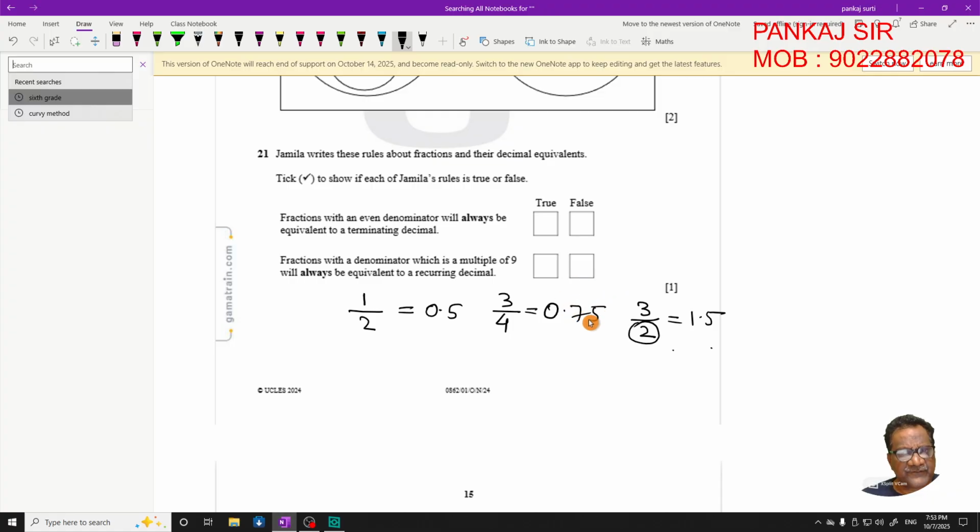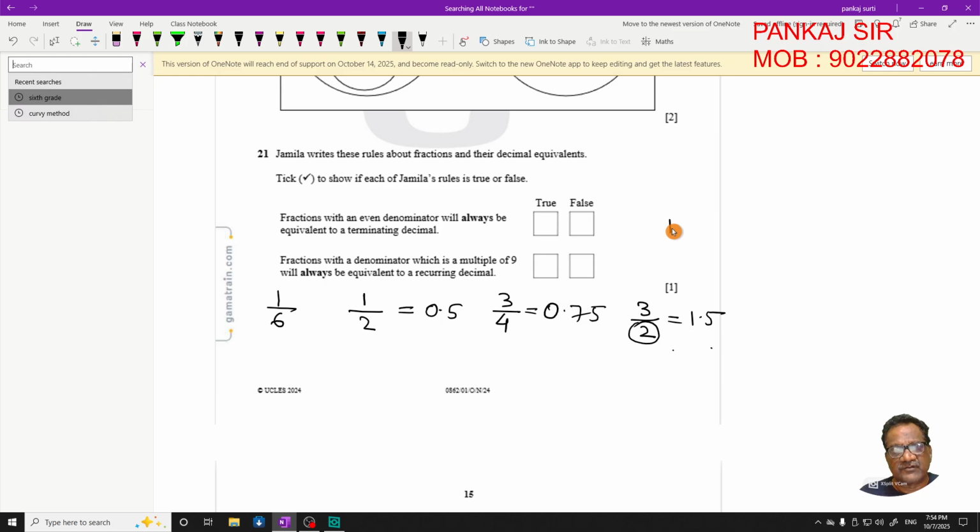So if you can find even one particular fraction which does not follow this rule, then it will be a false statement by this Jamila. Okay, so let us try to find at least one fraction which is not terminating. And according to me, that happens to be 1/6. Now 6 is an even number, and 1/6.